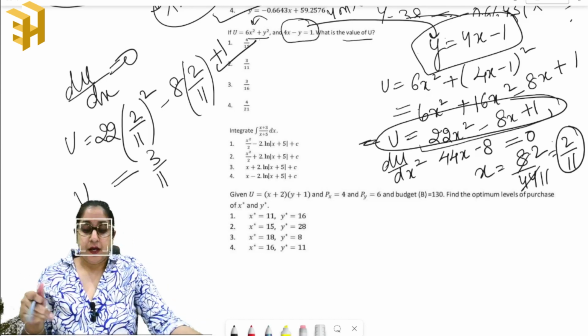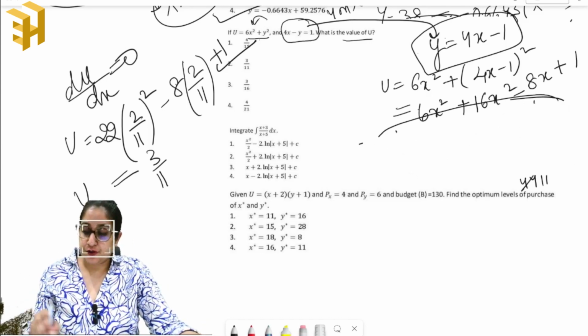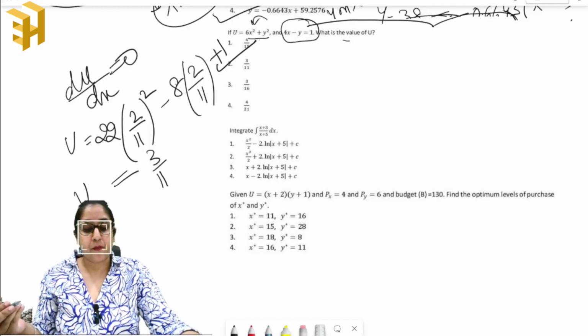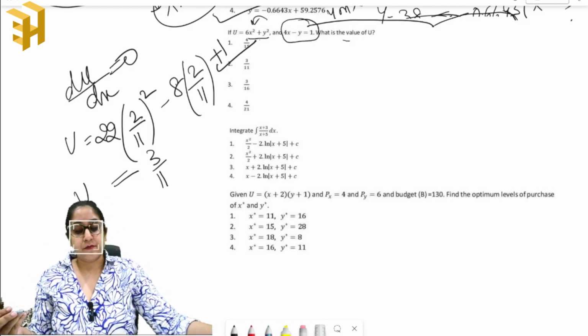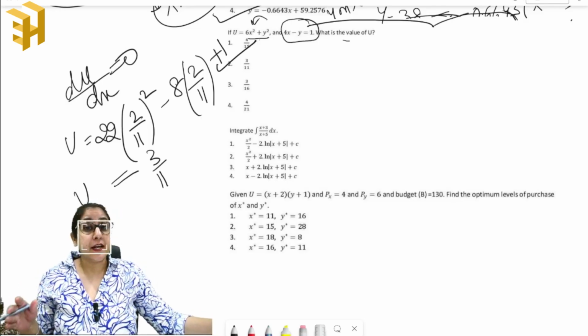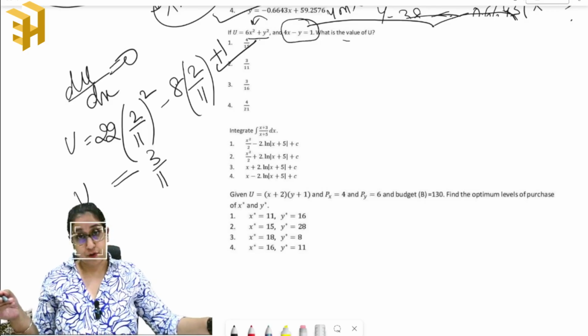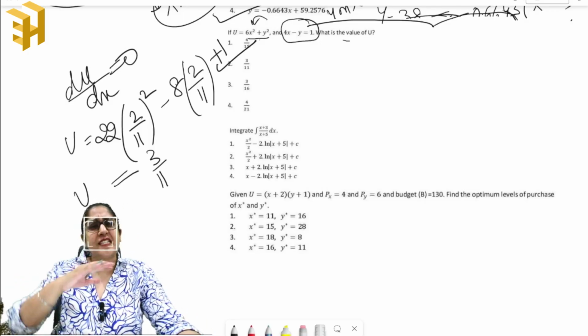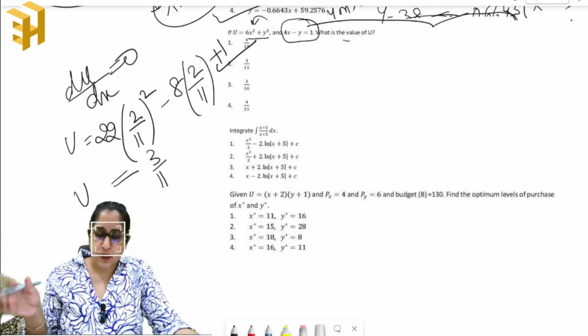Now, next question. Integrate (x plus 3) upon (x plus 5) dx. One thing is that you need to be very comfortable with these integration rules. So let's just solve this equation in the simplest way possible for us.